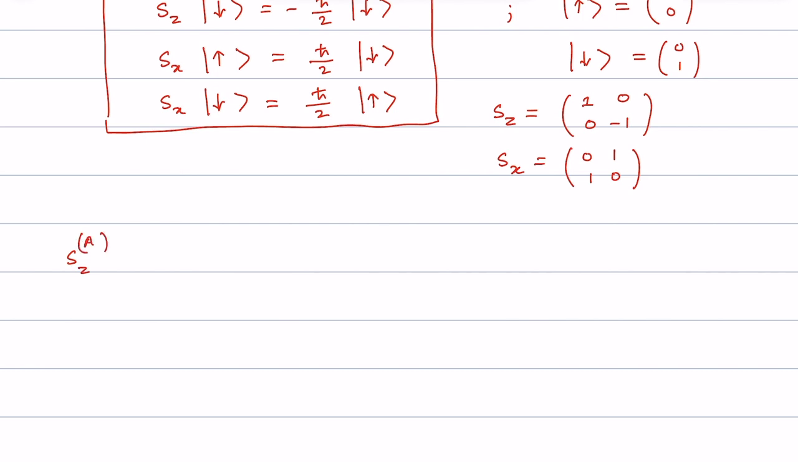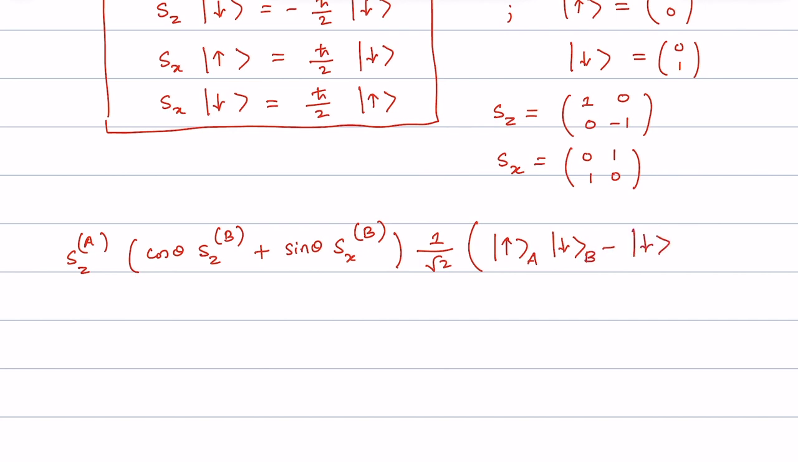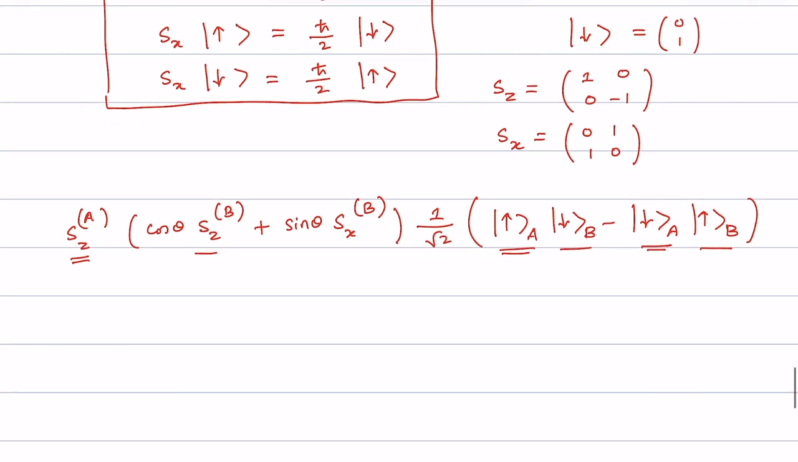So first let me work it out. I have SZA (cos theta SZB plus sin theta SXB) operating on 1 by root 2 (spin up A, spin down B, minus spin down A, spin up B). Now, SZA operates only on the spin component referring to the A part, and similarly SZB operates on the spin component referring to the B part only. So if I open it up, and I urge you to do that, it's very simple to do.